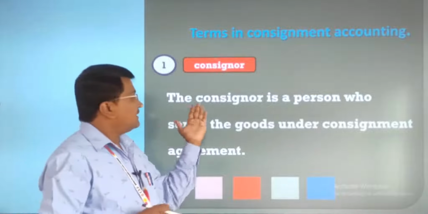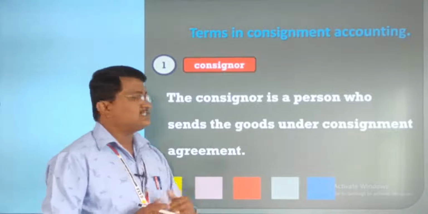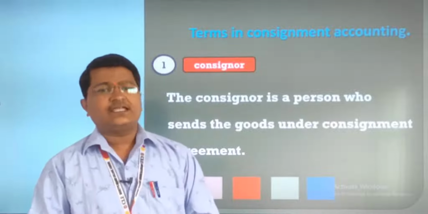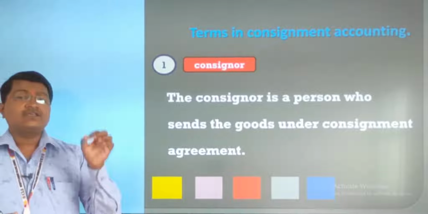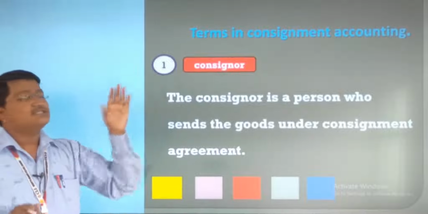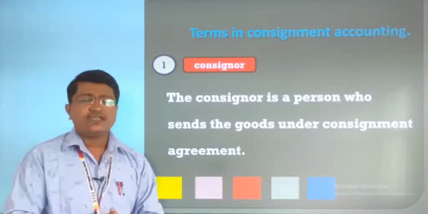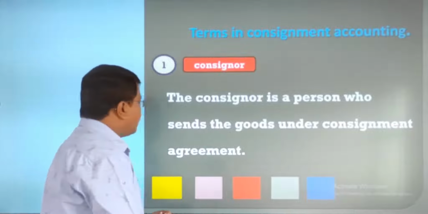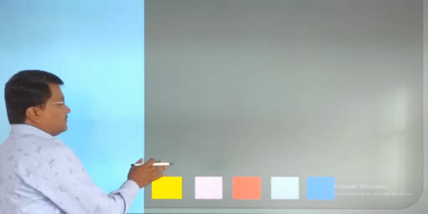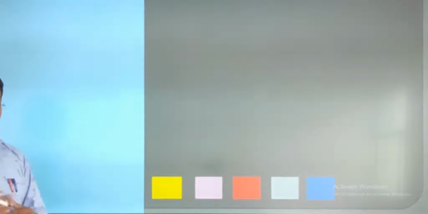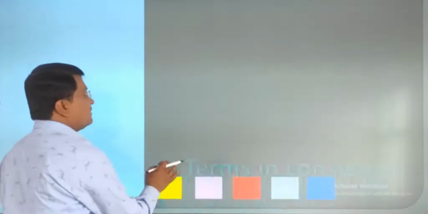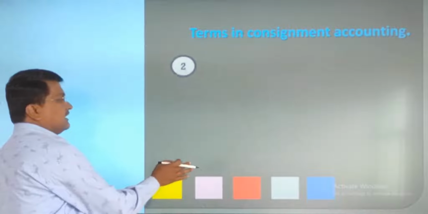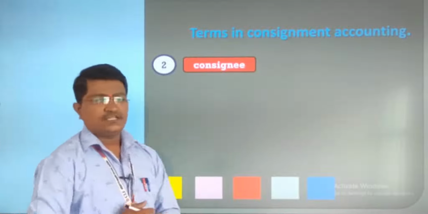I repeat, the consignor is the person who sends the goods under consignment agreement. The person who sends the goods under consignment agreement, such person is known as consignor, right? So now let's move to the next term. Yes, can someone tell me what's the next term? Second term? Yes, very good. It is consignee.